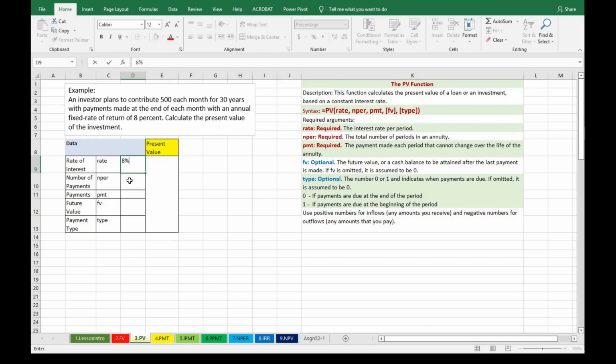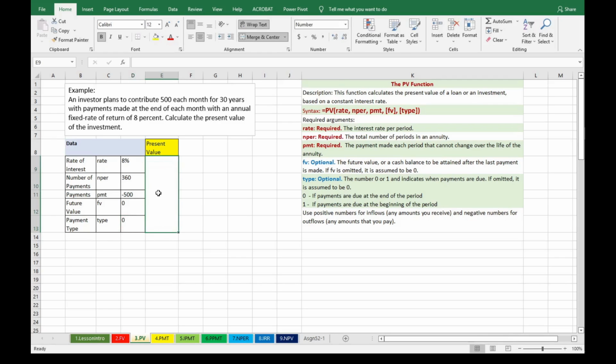Then NPER, again he is contributing for 30 years each month, so it will be equal to 30 times 12. Payments, he is making contribution of 500 each month, so that will be minus 500 because that's a cash outflow. Future value is 0 and payment type is also 0, or we can leave it blank. So we'll just put it there.